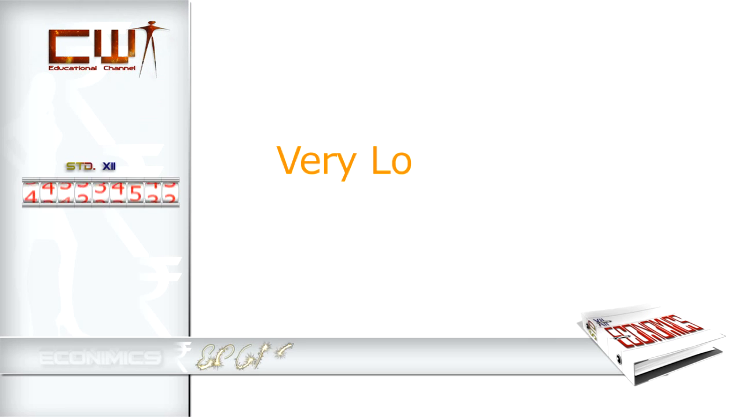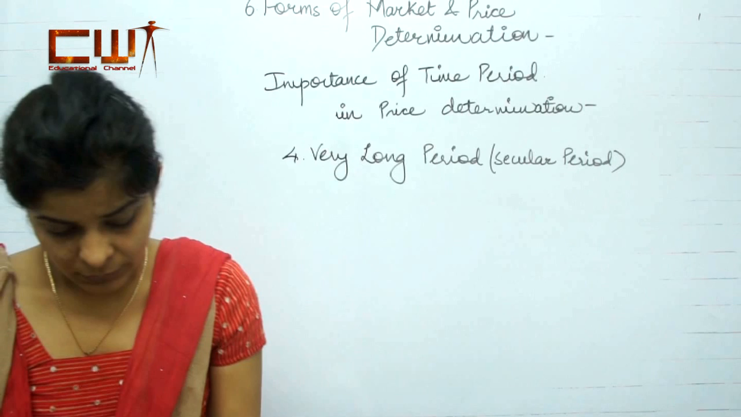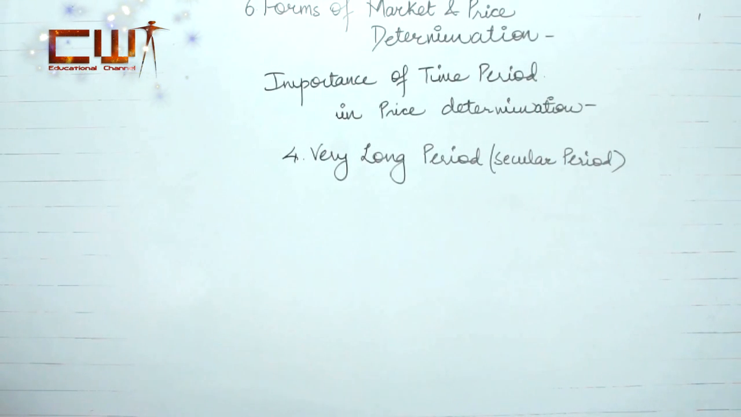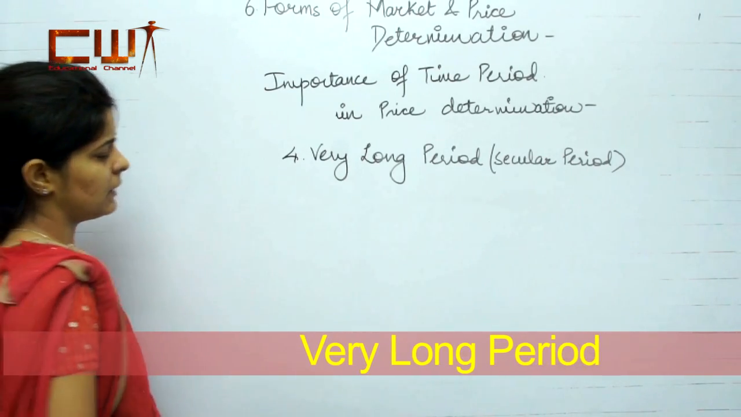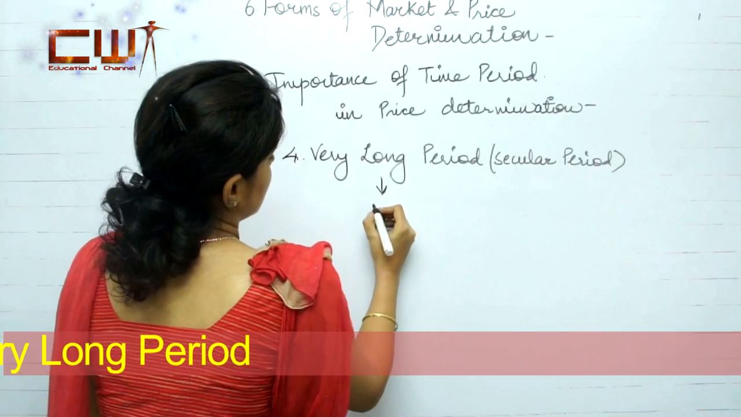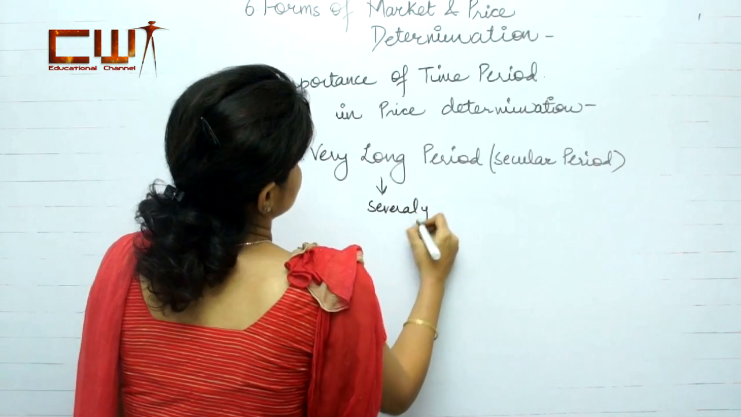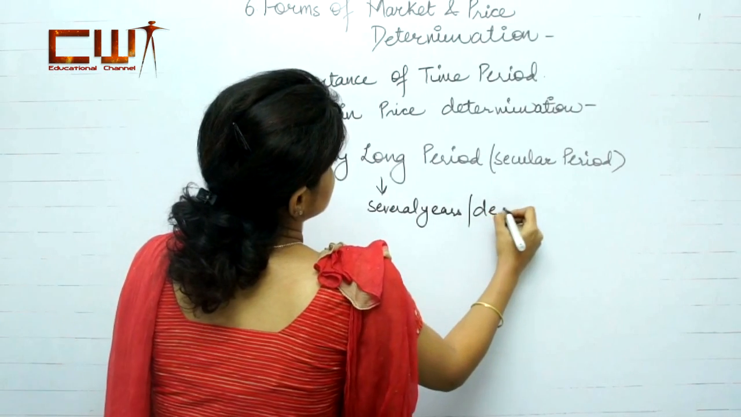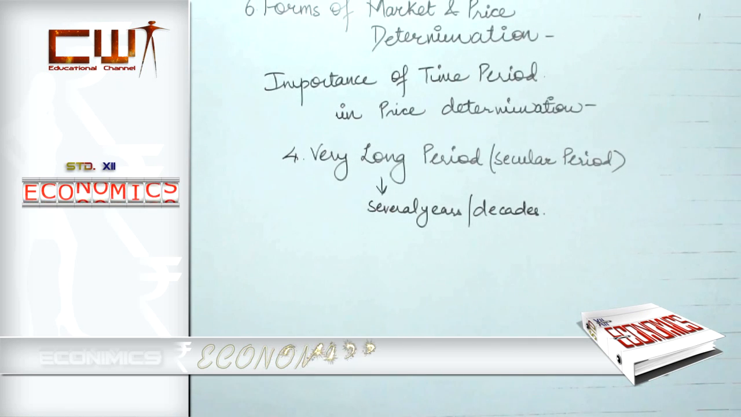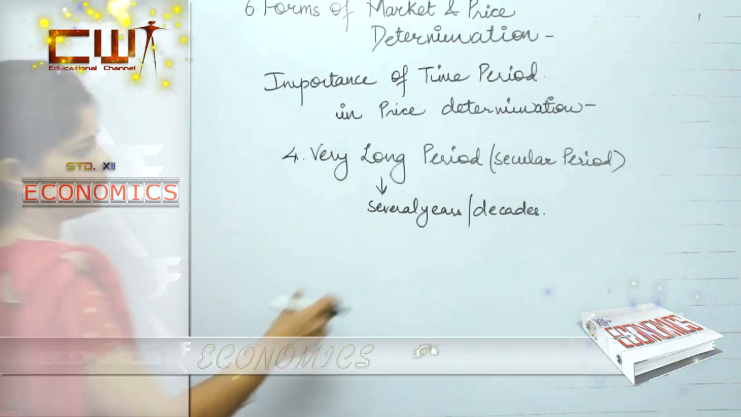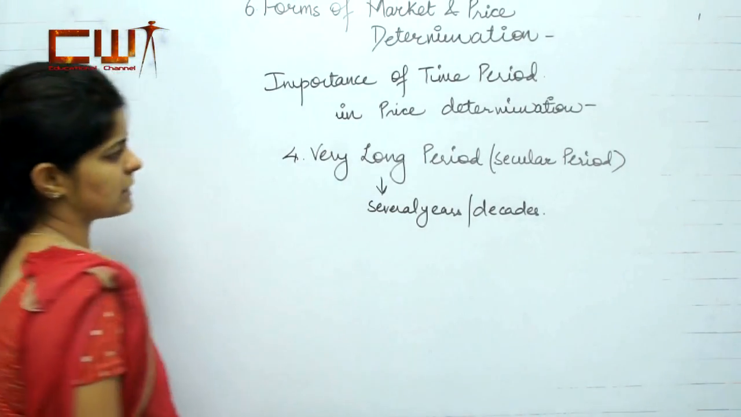Next is the very long period or the secular period. Very long period is a market situation in which the increase in demand lasts for several years or decades. This period lasts for several years, or it may be decades, several years, 10 years, 15 years, so that there is enough time to increase the supply to the maximum extent possible to meet the demand. Demand increases, supply also increases, and the price is determined by the interaction of very long period supply and demand curves. So you need not show that, it's all similar to the long period.